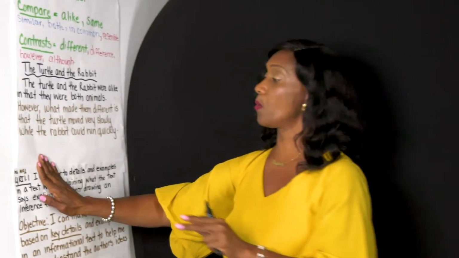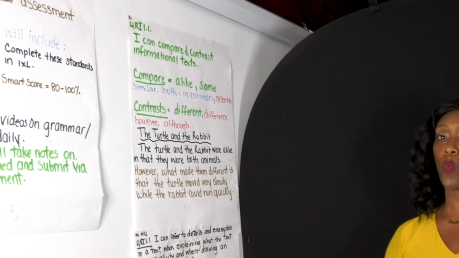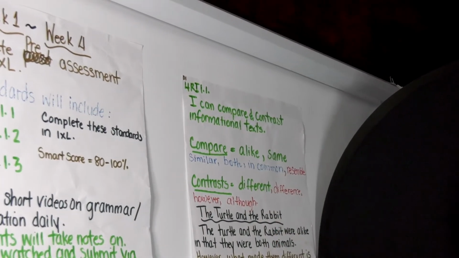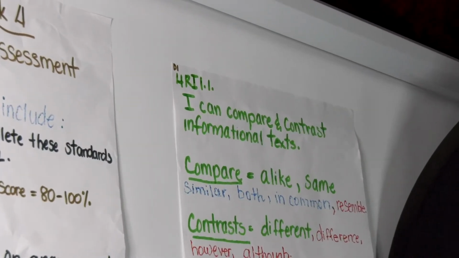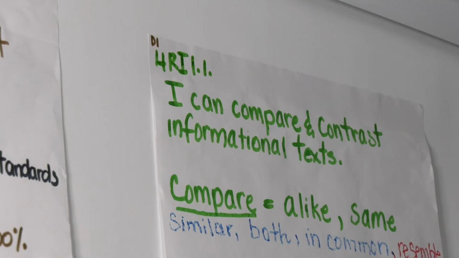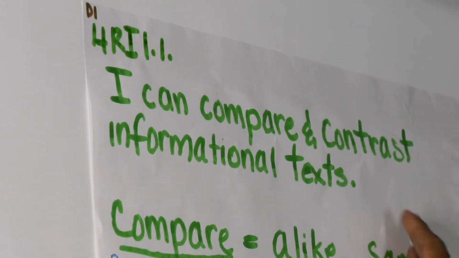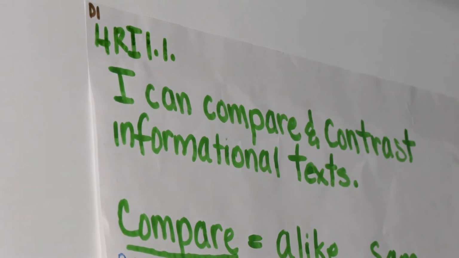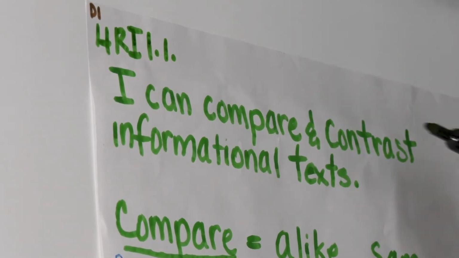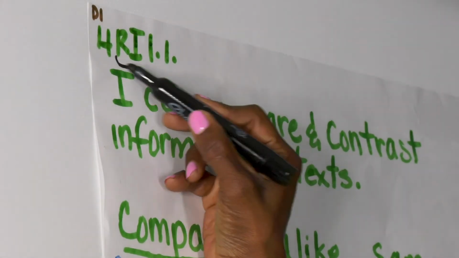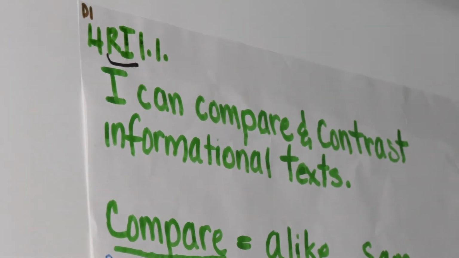Okay, so we're still on the standard here, 1.1, and this is still your day 1. So I wanted you to break that standard down for you, and as we go through these other little short standards here, compare and contrast, these still respond to the 4RI 1.1. Now, the RI means reading informational.